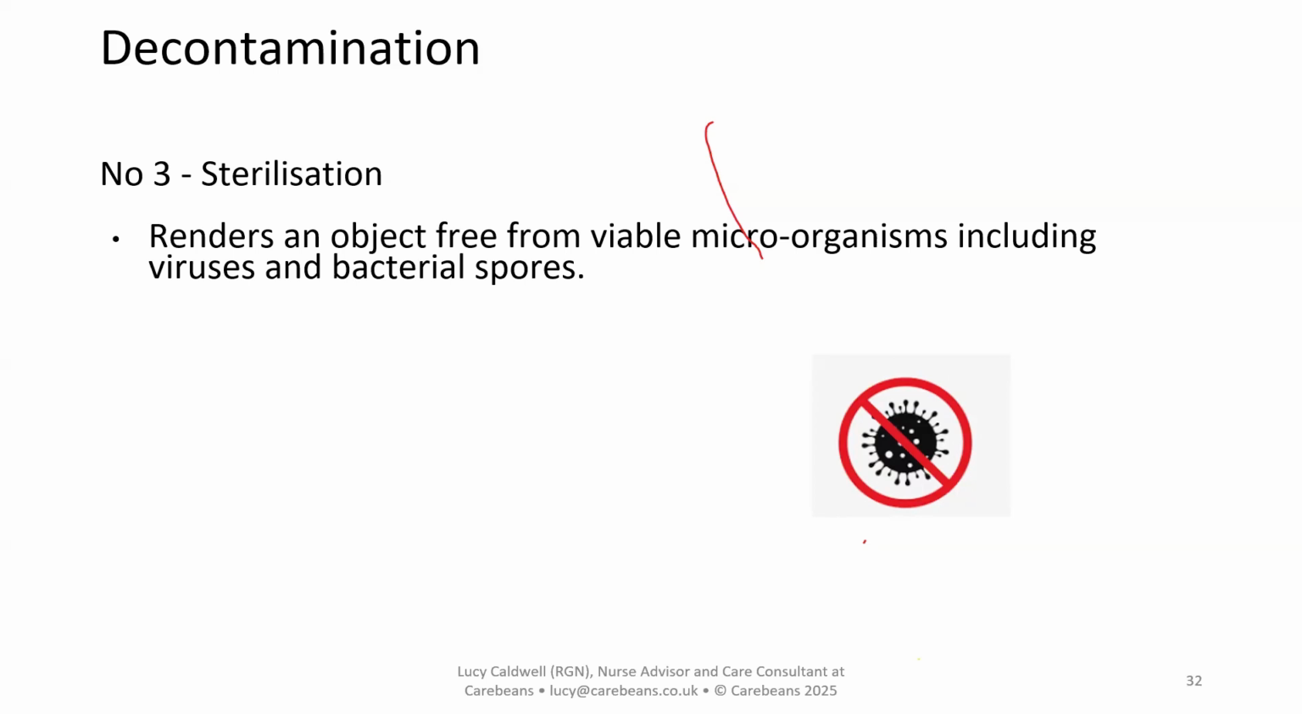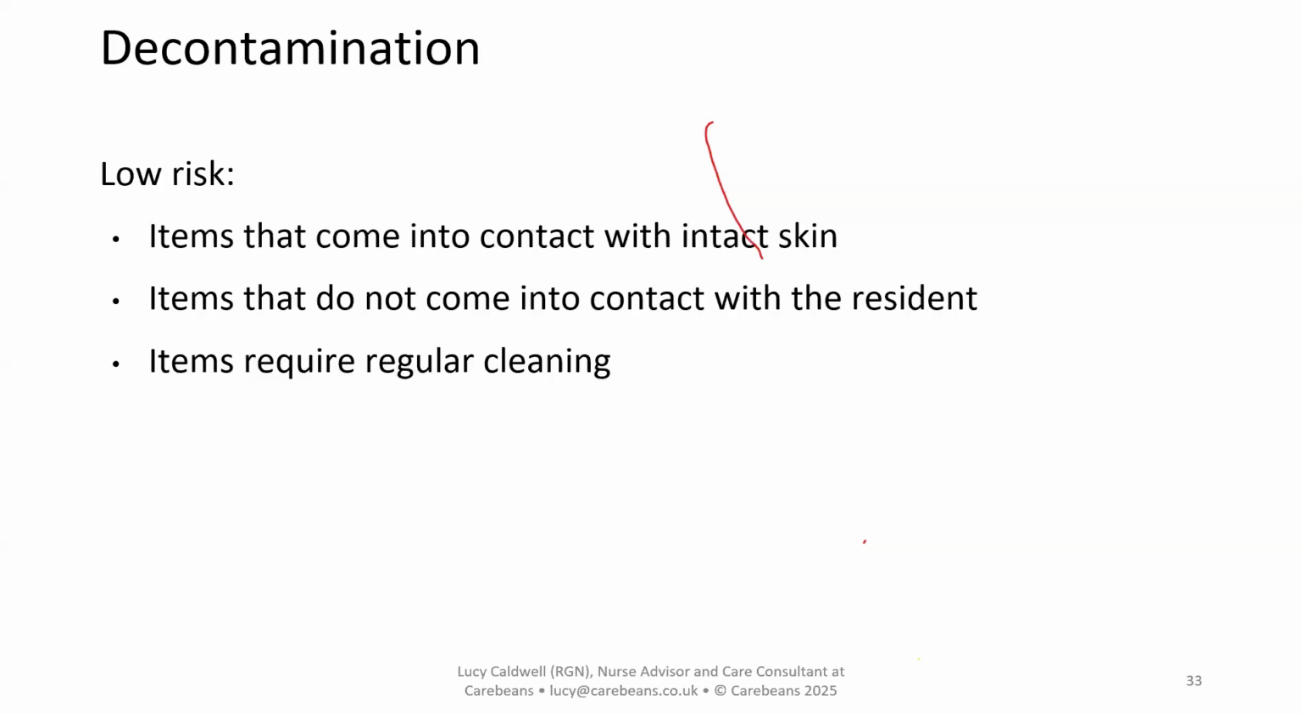And then the choice of how you decontaminate, whether you clean, disinfect, or sterilise, would depend on the risk of infection to that person coming into contact with that piece of equipment or medical device. So low risk, so things that might need to be cleaned, for example, are items that come into contact with intact skin, items that may not come into contact with the resident, or items that just need regular cleaning.